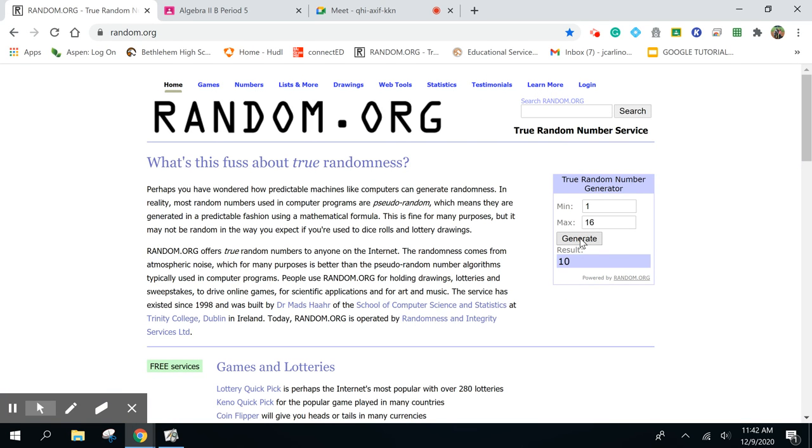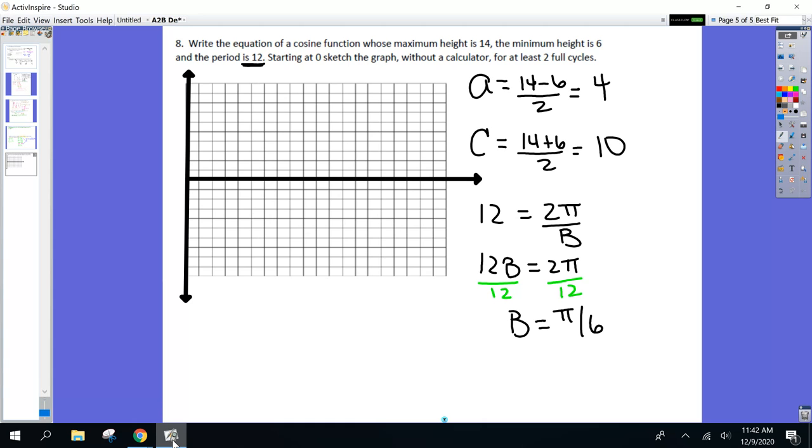Oh, Caroline. Y equals... Whoa, whoa, okay, go ahead. Sorry, I wasn't ready. Y equals 4 cosine pi over 6 x plus 10. Wow, that was great, Caroline. Thanks. Good job. You doing all right today? Oh yeah. Okay.